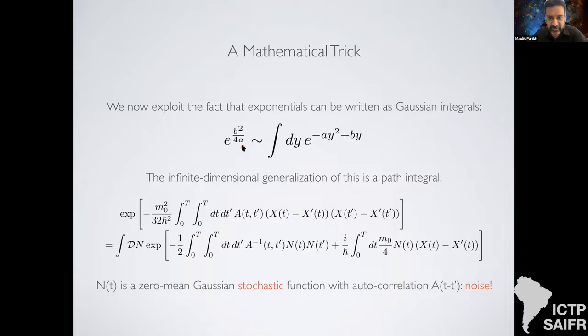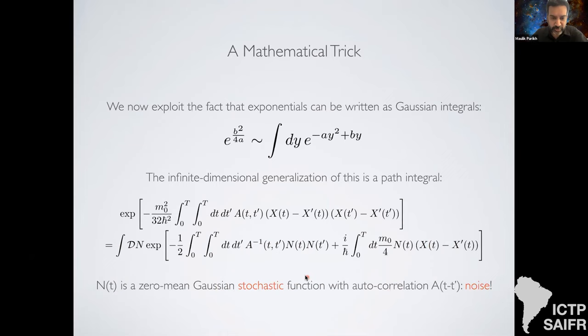Okay, so any expression of this form can be written through an auxiliary integral over some auxiliary quantity y. So the infinite dimensional generalization of this simple formula takes this expression, there's a double integral on top, and that turns it into a path integral, not just an ordinary integral, but because of the form of this, into a path integral over some auxiliary variable n, which appears in this Gaussian way, as a square, and also as a linear piece. So what's the meaning of n? N is basically a zero mean Gaussian stochastic function, where A here is the autocorrelation function. So this has the interpretation of noise.